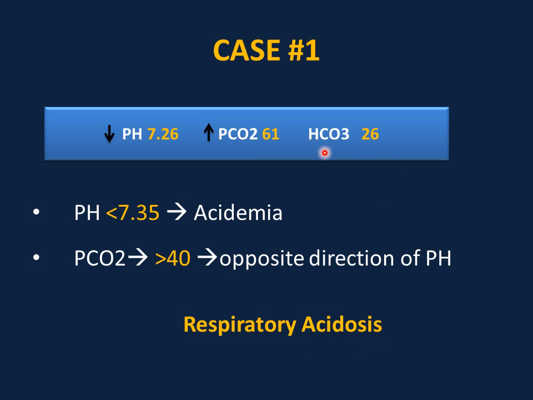Later on, we'll understand the compensation. As you see here, the bicarb is slightly elevated, which is a secondary metabolic alkalosis, which is the body trying to correct the pH to make it a little bit more elevated towards normal.